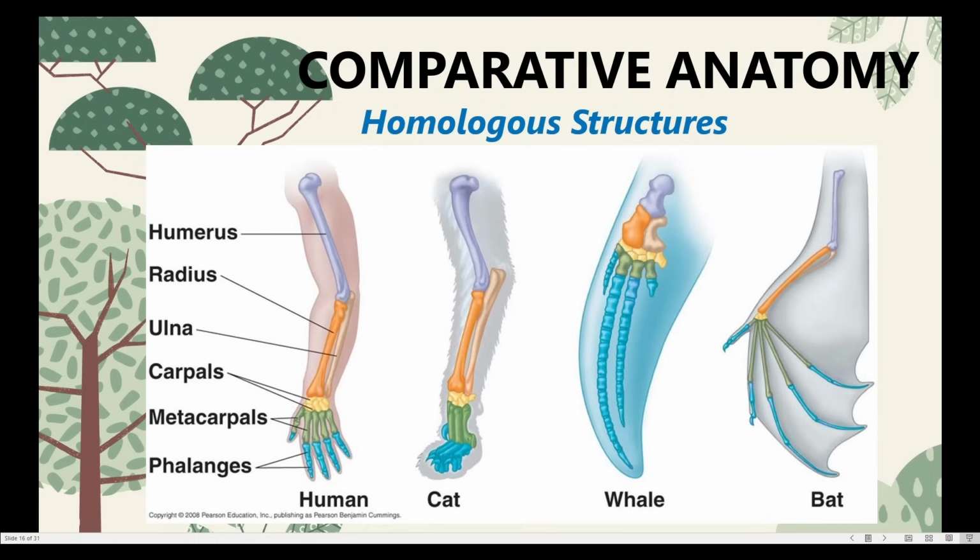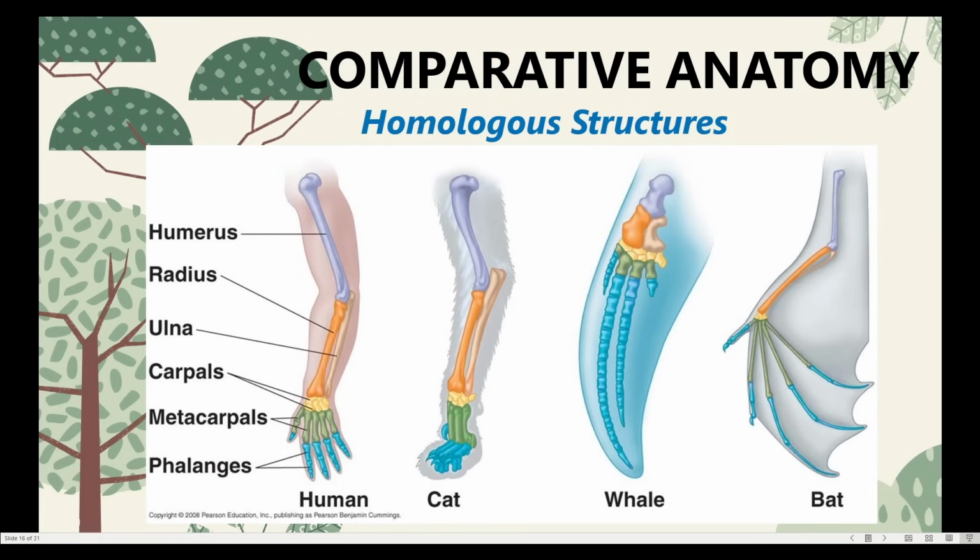The presence of homologous structures is a strong indicator that the organisms evolved from common ancestors. So these similar parts are colored the same. For example, yung humerus natin, ito rin yung sa cat, ito yung sa whale, ito yung sa bat. Same with the radius, the ulna, carpals, metacarpals, and the phalanges.